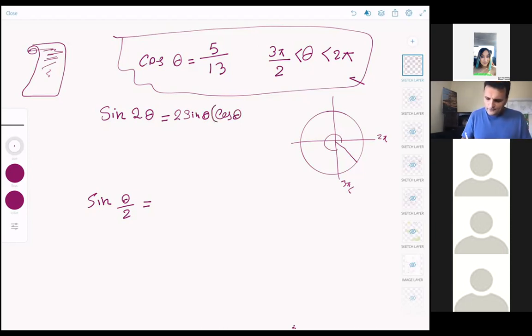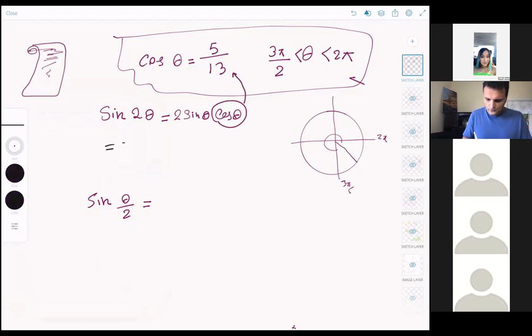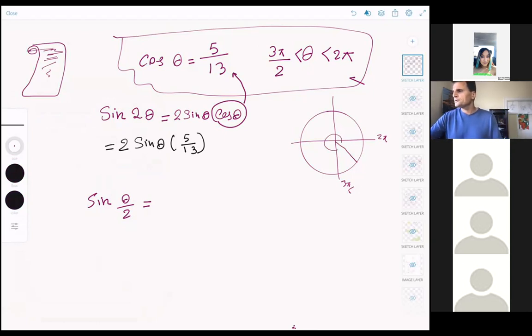So cosine of theta is given right there. I substitute. We have 2 sine theta, and cosine theta is 5/13. Now, what is sine of theta? Who should I ask? Yvette, I know, knows it. What is sine of theta? How do we solve that?